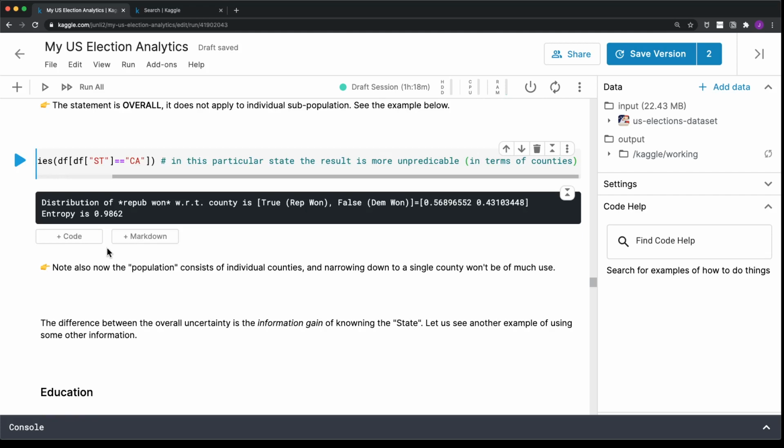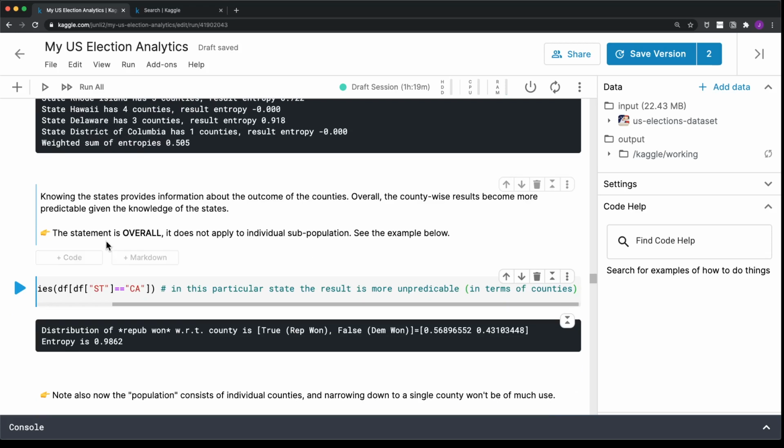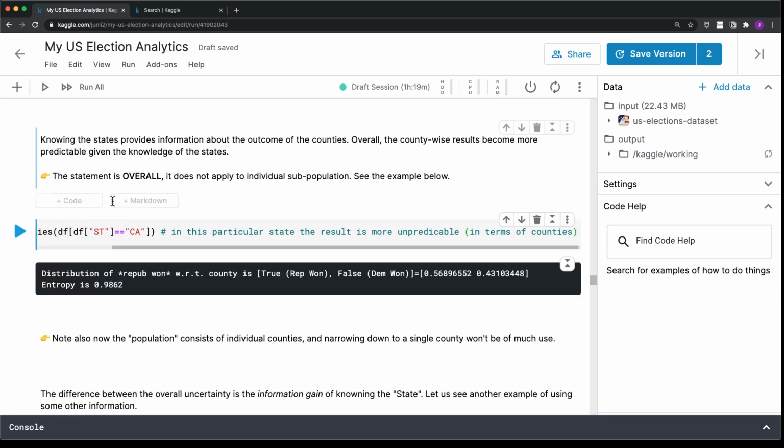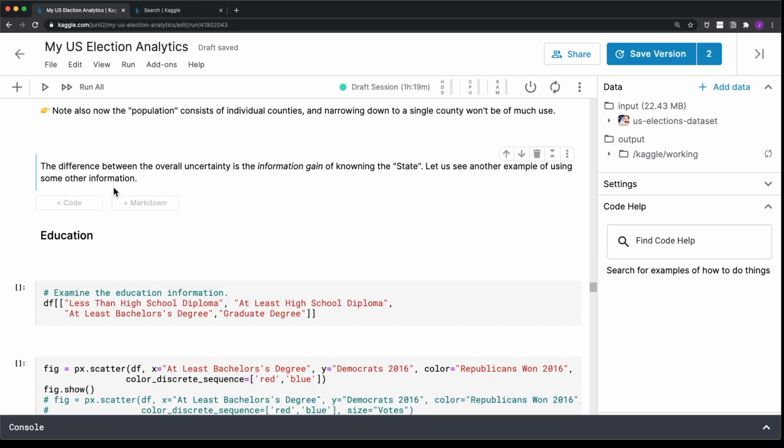So the statement of the information gain is overall. Do not apply that to an individual subpopulation. That is not guaranteed. The reduction of the entropy is not guaranteed in each subpopulation. Okay. So then let's try to consider some other aspects.